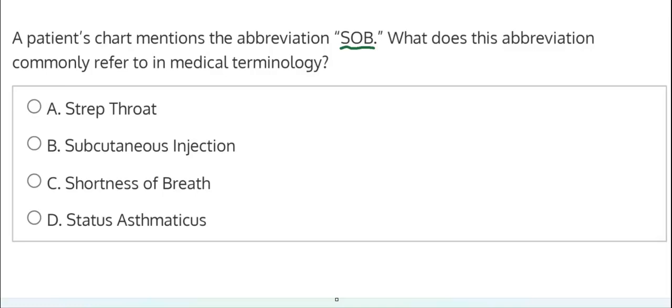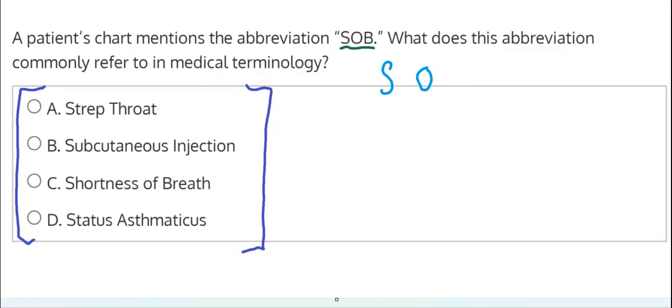And we want to make sure that when we're reading a chart that we understand accurately which terms are meaning for this patient. So let's look at the choices to see which ones represent an approved abbreviation to use in a patient's chart. So we have our choices here. And it could help to see if there's any we can eliminate right away that do not have S, O, and B in the acronym. That's just an easy tool to eliminate some choices.